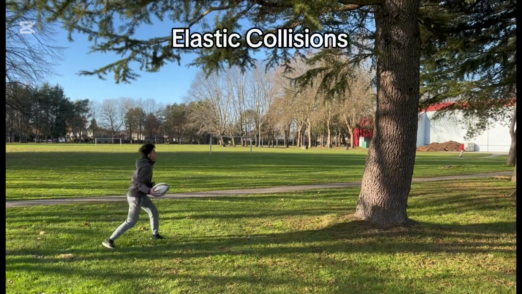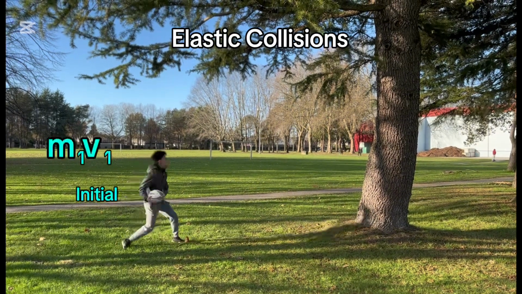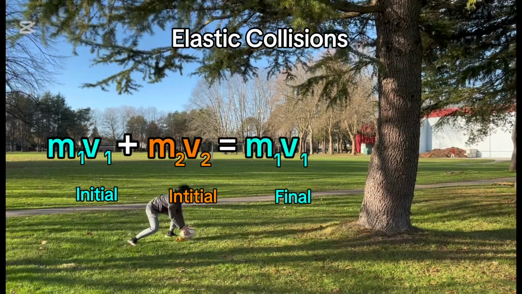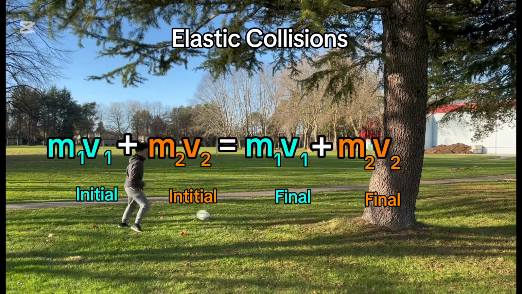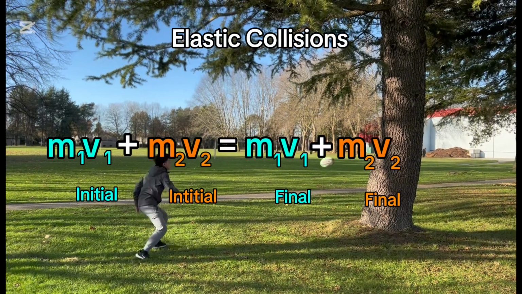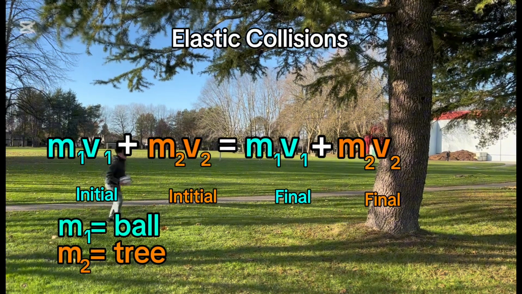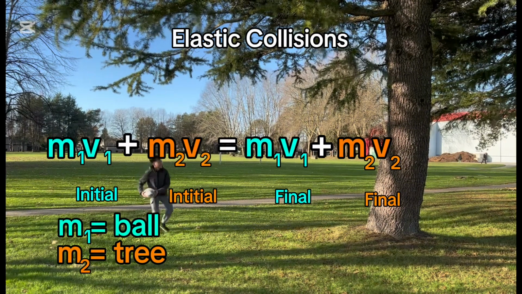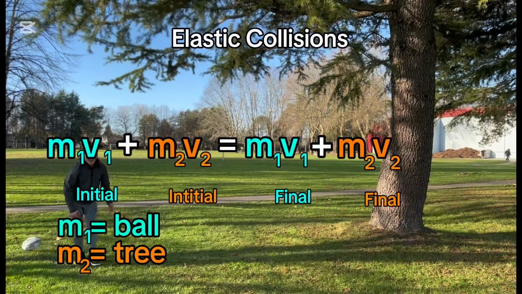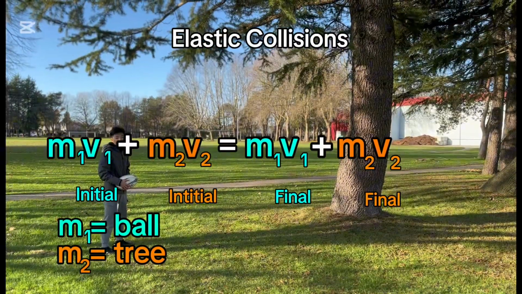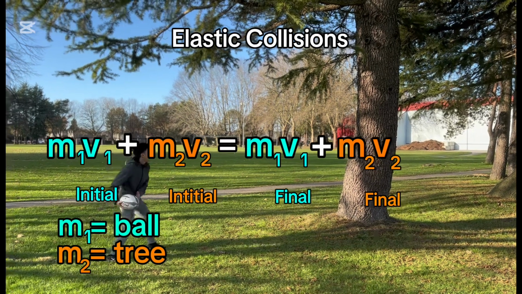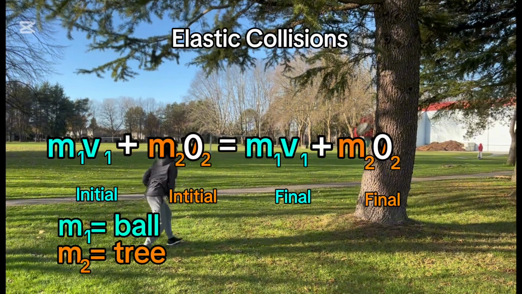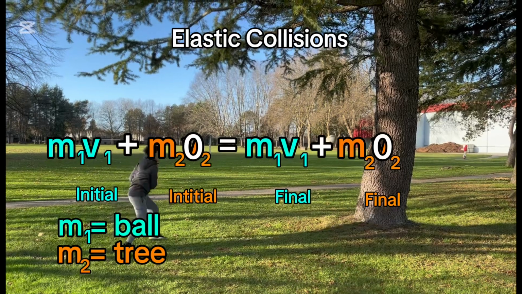For elastic collisions, the momentum conservation equation is m1 initial v1 initial plus m2 initial v2 initial equals m1 final v1 final plus m2 final v2 final. In this case, the ball is m1, the tree is m2, and the velocities before and after the collision are v1 initial, v1 final, and v2 initial, v2 final, respectively. Since the tree doesn't move, v2 initial and v2 final are 0. This simplifies the equation to m1 v1 initial plus m2 times 0.